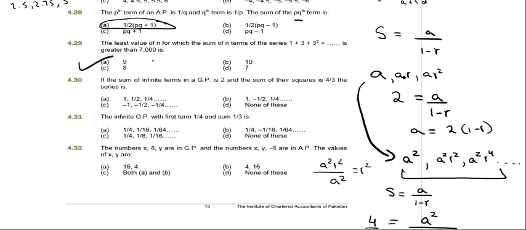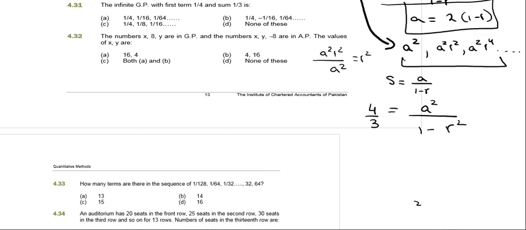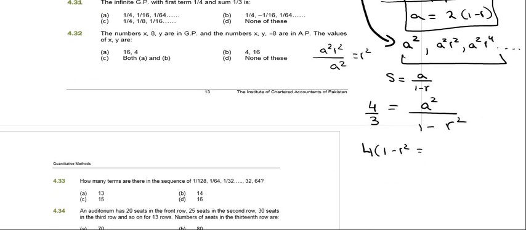From the first condition, we know a is equal to 2 multiplied by 1 minus r. So we can substitute it over here. If I cross multiply, this will be 4 into 1 minus r squared is equal to a squared. From my first equation, I know a is equal to 2 into 1 minus r, and it is in whole square as well, and multiplied by 3 because we cross multiplied.